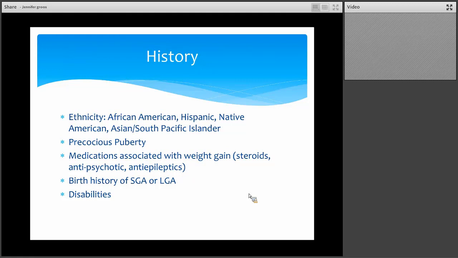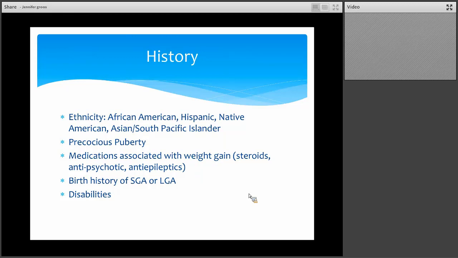So we need to focus on specific components of the medical history of that child themselves. Additionally, we need to focus on an augmented family history, augmented review of systems and physical exam, as well as laboratory evaluation. Let's start with history. So we know that some ethnic populations have increased risk of overweight or obesity that are listed there. So taking note of the impact of ethnicity. Also, kiddos with precocious puberty may be at increased risk for obesity as well.